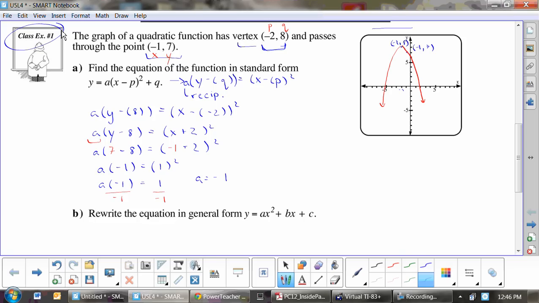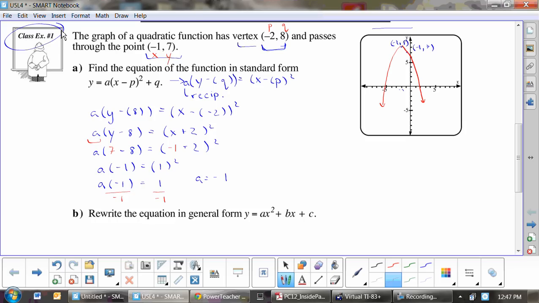So yes, Josh. In the 1 over a form, then you would have to solve for a, right? In this one, this example is kind of tricky because it doesn't matter that it's the reciprocal because it's negative 1, right? But in another example we'll see how you have to flip it.